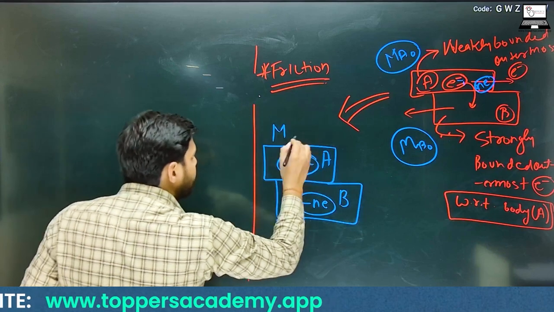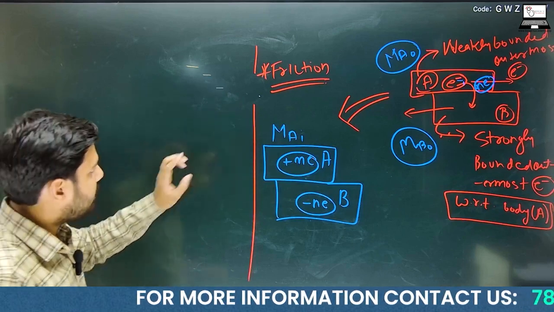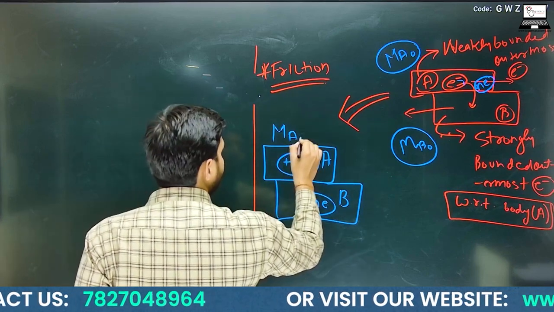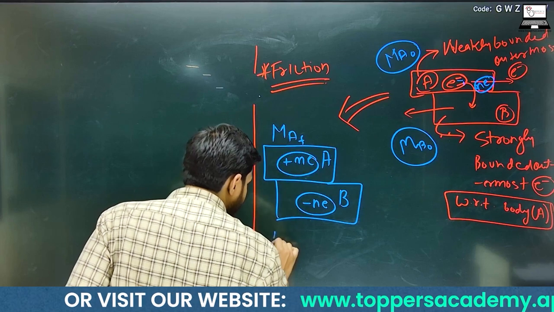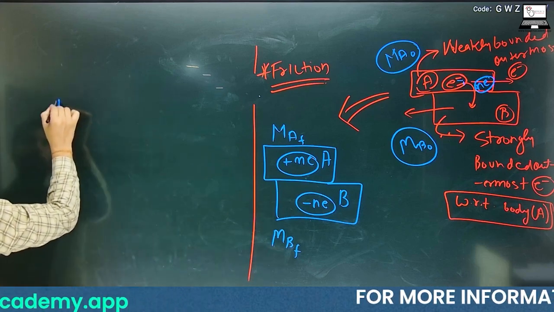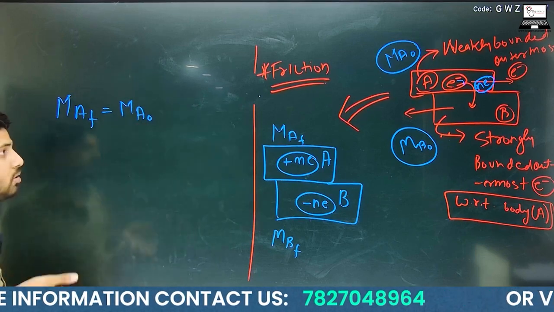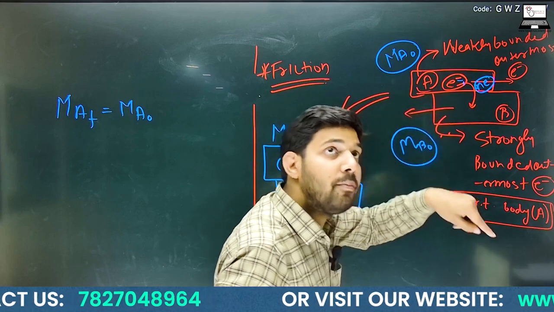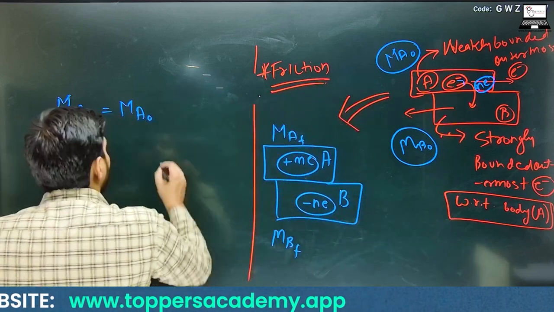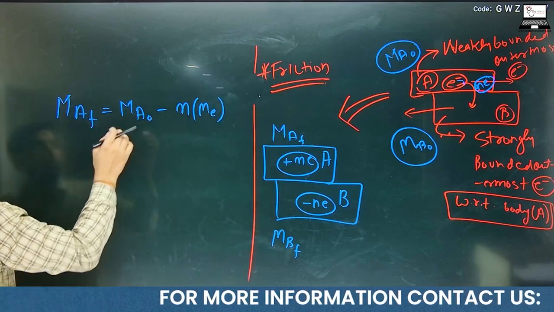By this method, let us suppose, after the process, block A is having mass Ma final, and block B is having mass Mb final. But how much mass will it be? See here, Ma final will be Ma initial, which was Ma naught, and an electron is transferred from A. From A means the mass from A is being reduced, which means minus n times mass of electron. Clear? What is mass of electron?